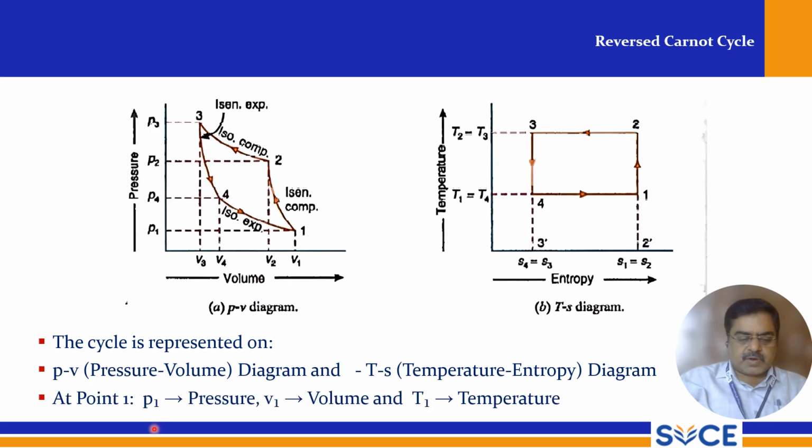So at point 1, the pressure is P1, volume is V1, temperature is T1. Similarly, we have the entropy also in the TS diagram. All these four parameters are similar for the other points, P2, P3 and P4. So there are four points we are going to discuss here.